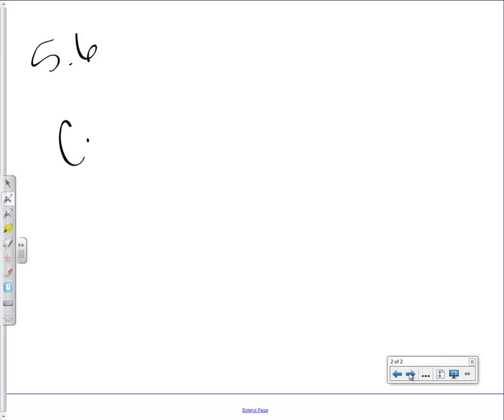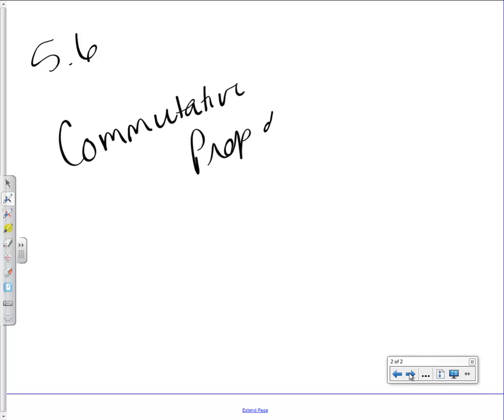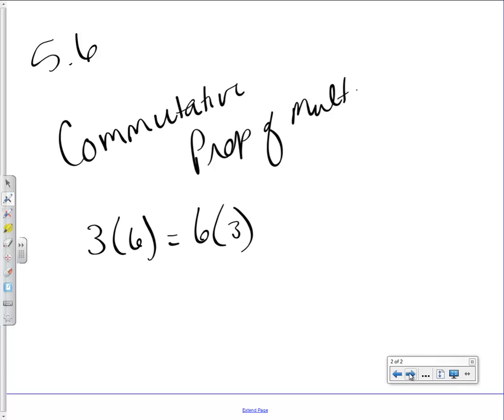And so the first one is the commutative property of multiplication. Okay, so this is about the order. We're multiplying, but commutative tells us that we can change the order. So 3 times 6 is the same thing as 6 times 3. So that's an example of the commutative property of multiplication.